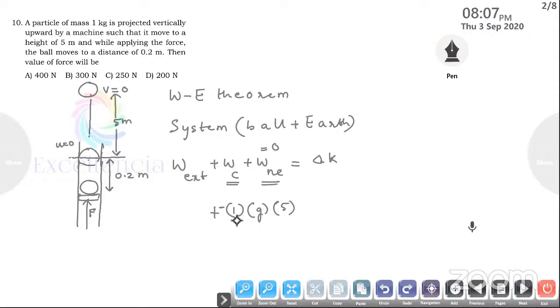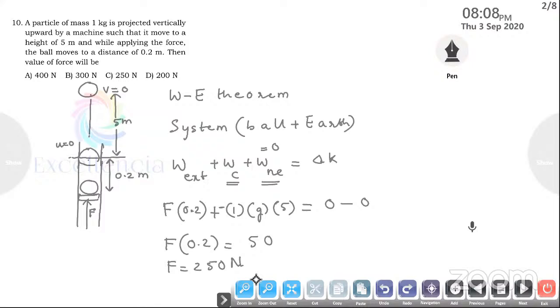And this external agent means this machine itself, which is trying to apply a force F, it displaces the ball first to 0.2 meters. Direction of force and the displacement both are in the same direction, so work done by this force is positive. So F into 0.2 is equal to change in kinetic energy. Final kinetic energy is 0 by the time the ball reaches the maximum height. Initially also it was launched from rest, so initial kinetic energy is also 0. If you try to simplify this, F into 0.2 is equal to, I will take g value as 10, it is 50. So F value will be equal to 250 Newton.